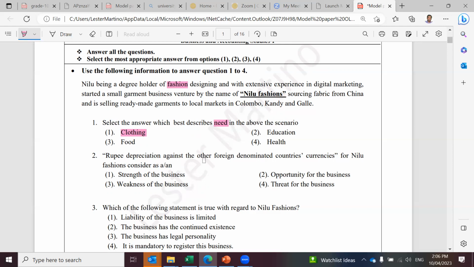A rise in the outside market. So you are an importer. So if you are an importer, you have to pay a high price. So it's a threat.